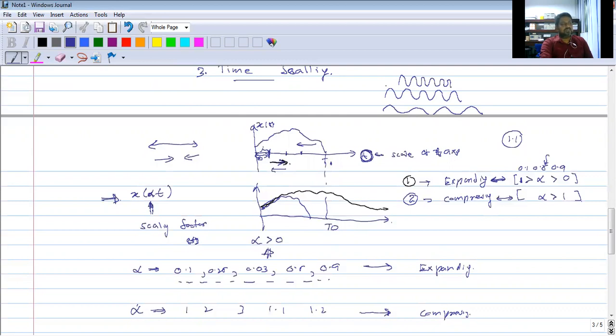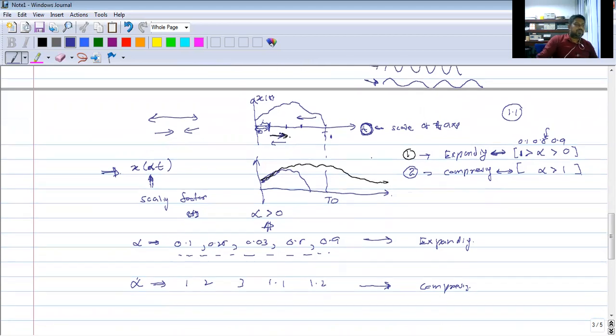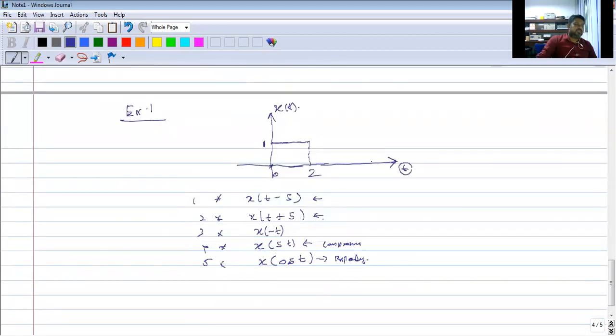Actually, this is not the exact thing, but you can get an idea. You can create an image in your mind. Here we are not using the time scaling techniques directly, but it is a similar thing. Okay, so we will move to our example.